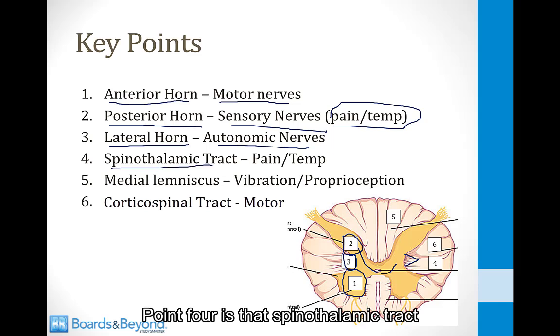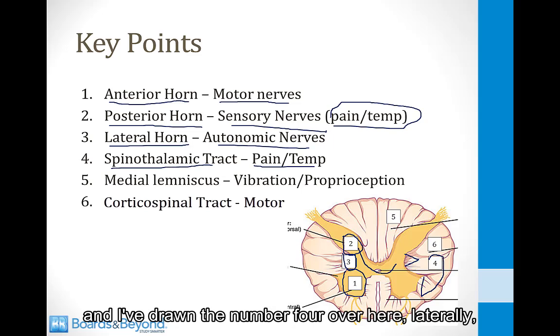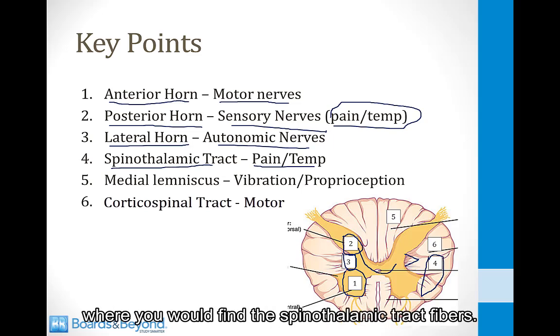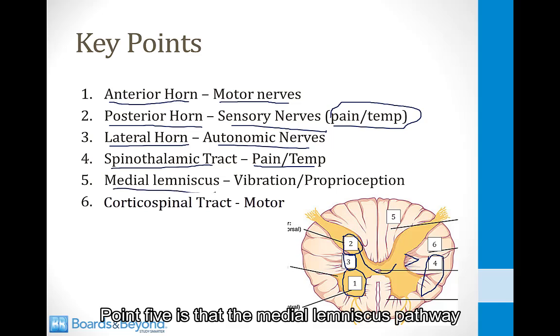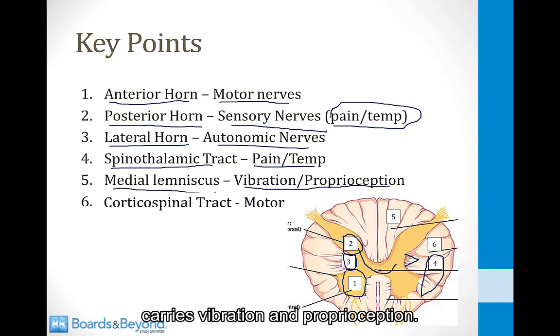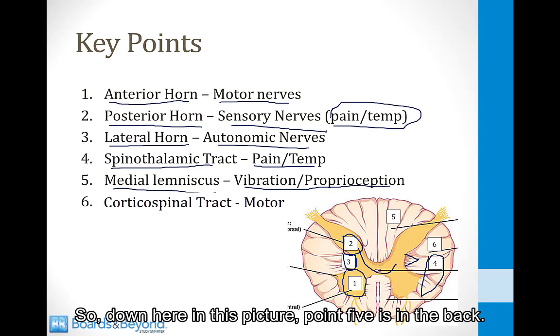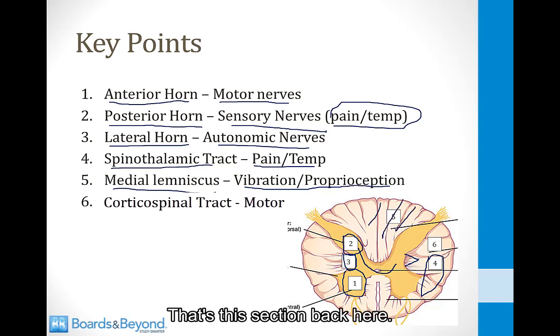Point 4 is that the spinothalamic tract carries pain and temperature information, and I've drawn the number 4 over here laterally where you would find the spinothalamic tract fibers. Point 5 is that the medial lemniscus pathway carries vibration and proprioception. So down here in this picture, point 5 is in the back. That's this section back here.